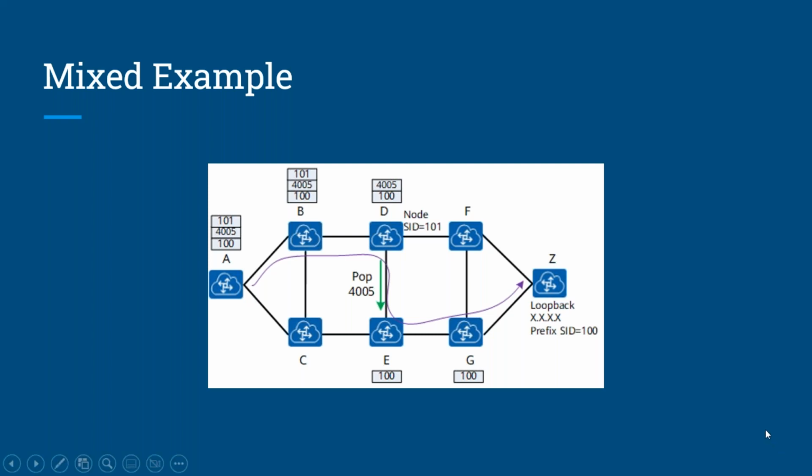As the packet travels from A to B, the top instruction is 101, which means I need to still send it to D. At D, the topmost level is 101. I will pop it out because that's me. And then what is the next instruction? Send it 4005, which tells me to send the packet on the link DE, and I pop the topmost label. At E, I see the instruction is send the packet to Z, and that's what I do based on the shortest path information that I have of how to reach from E to Z. So this is an example of a mixed case in segment routing.